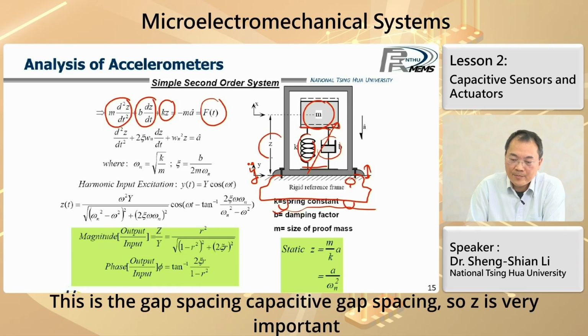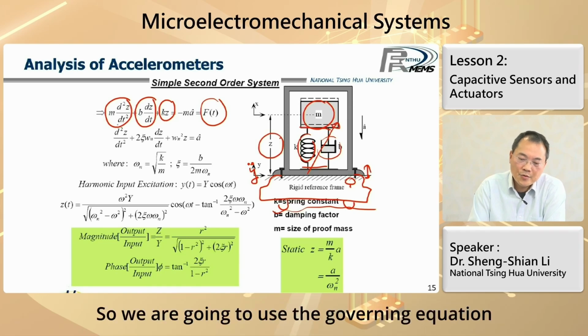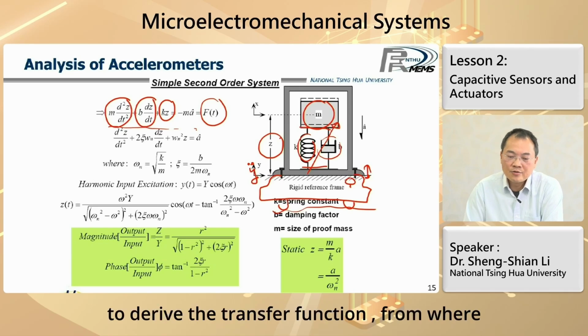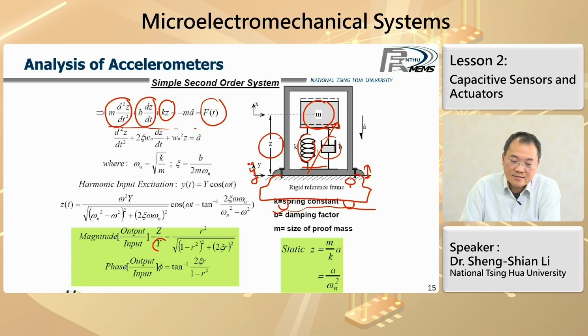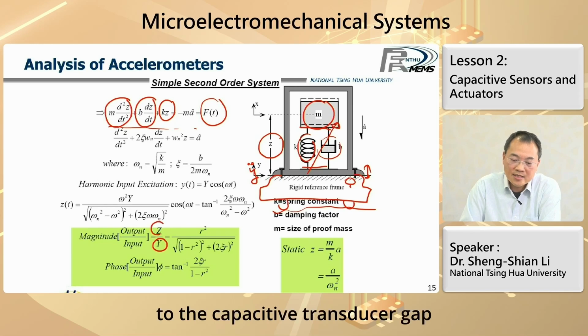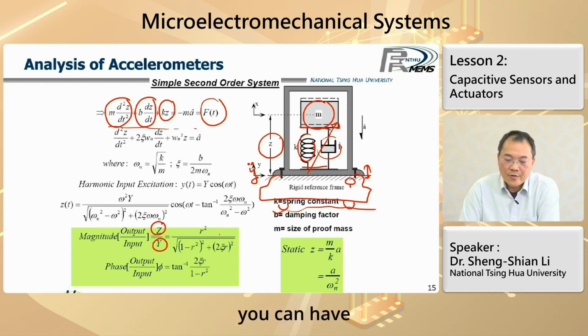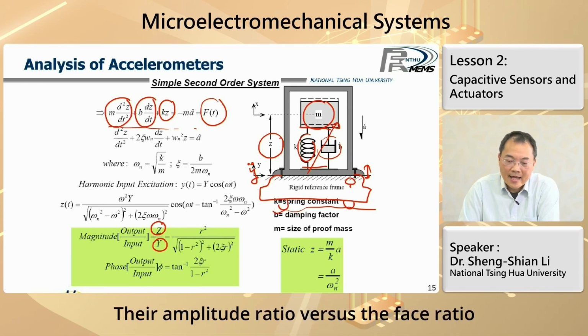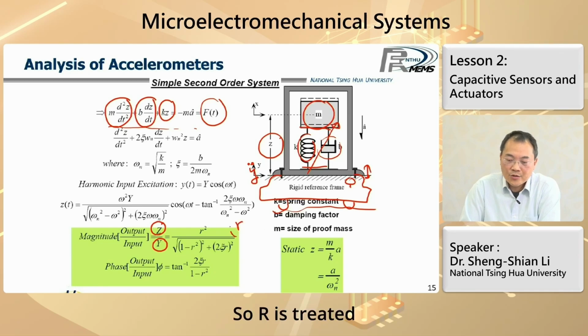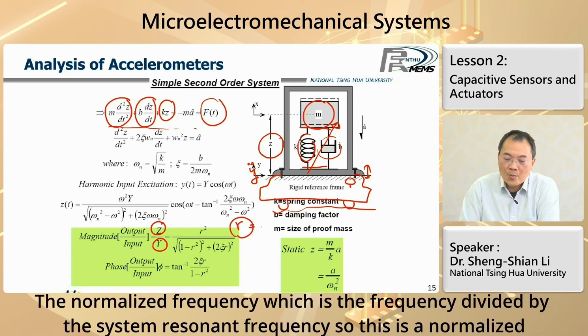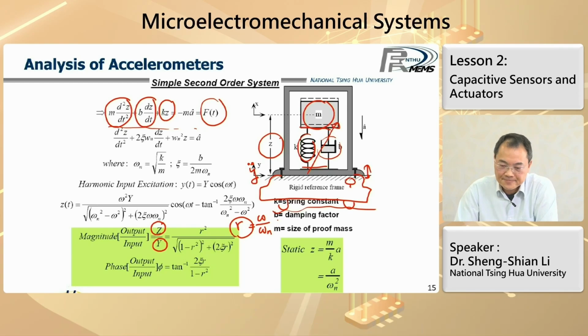So Z is very important. We are going to use the governing equation to derive the transfer function from the car to the capacitive transducer gap. With the full analysis, you can have the amplitude ratio versus the phase ratio. R is treated as the normalized frequency, which is the frequency divided by the system resonant frequency. So this is normalized, no unit.